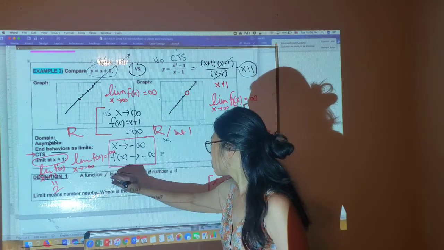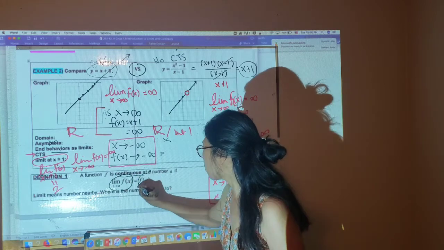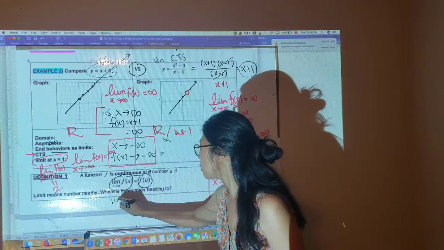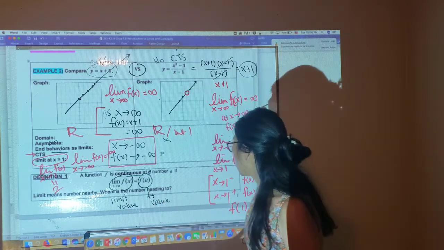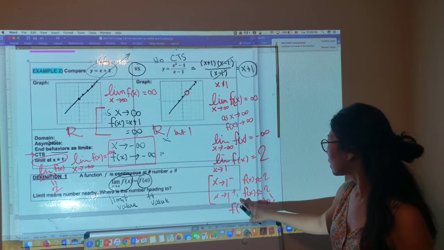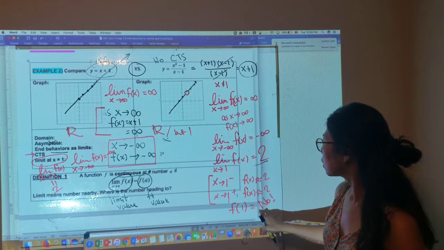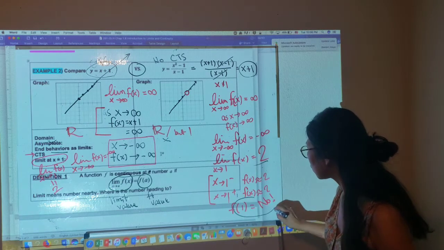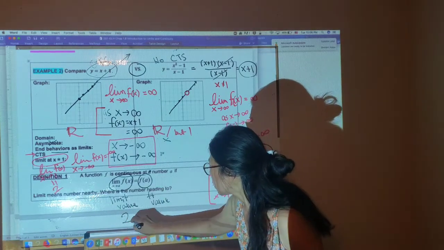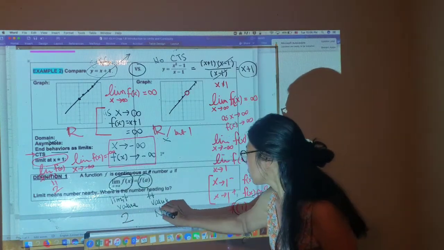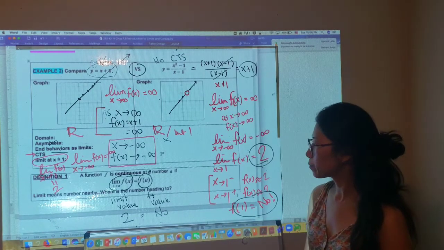So what does continuous mean? Continuous means your limit has to be the same as your function value. Look here. This one we had a limit. However, is this continuous? No, it's not continuous, because the function value does not exist, but your limit exists at 2. So this one says the limit is 2, but the function value does not exist. Therefore, this function is not continuous. That's how we prove it.